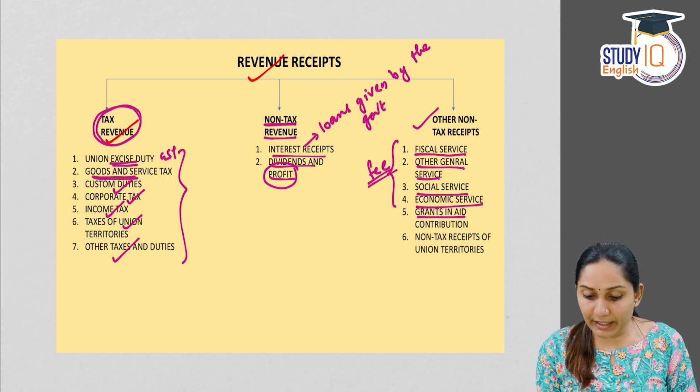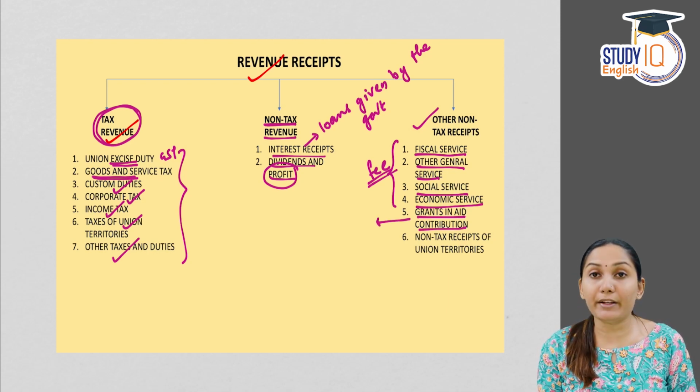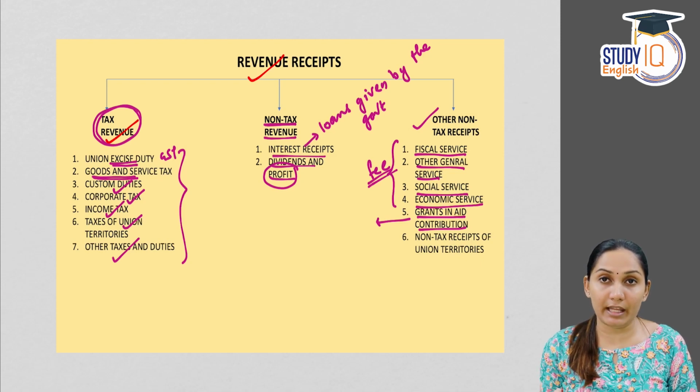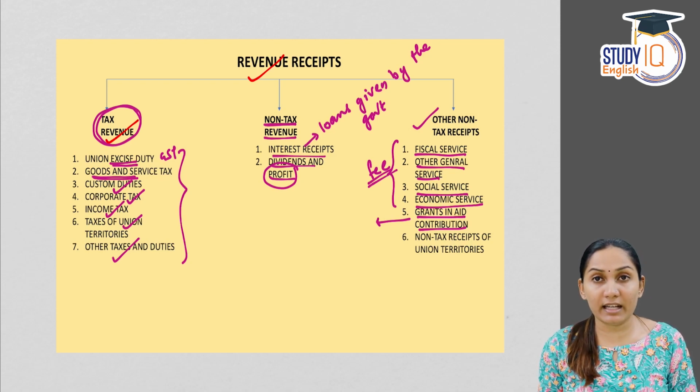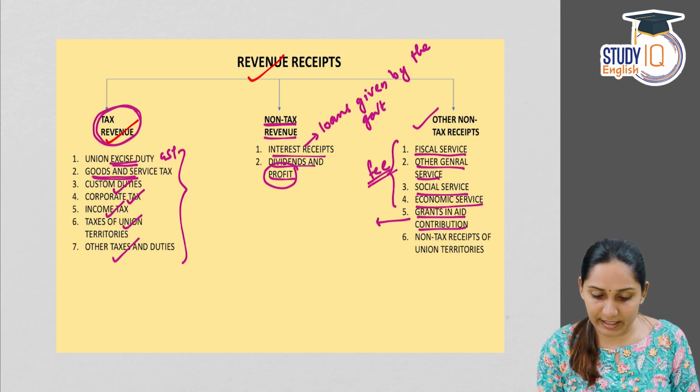Then grants and aid contribution. So grants and aid contribution means if any country or any international institution gives grants to the government, then it is a non-tax receipt. Why is it a revenue receipt, not a capital receipt? Because it's a one-way transaction.